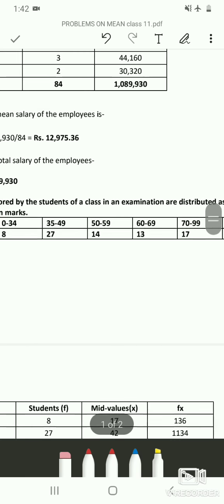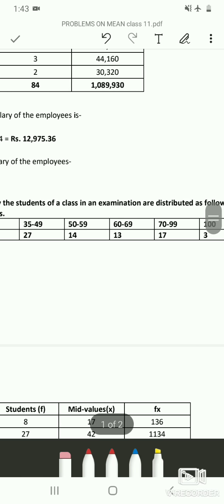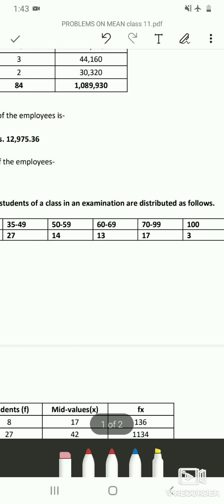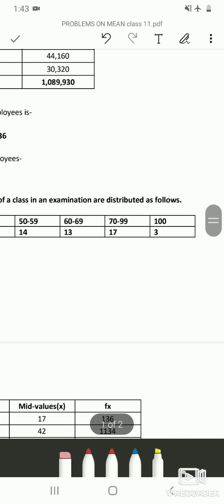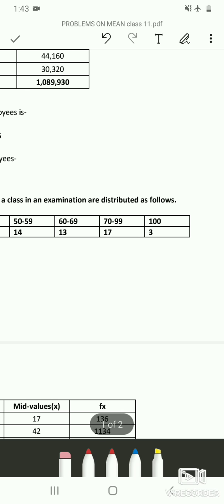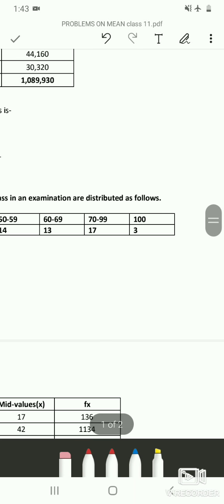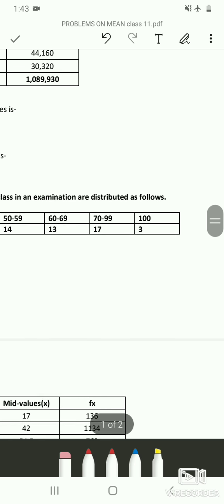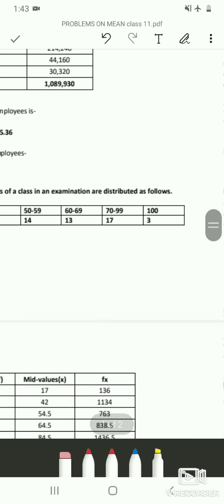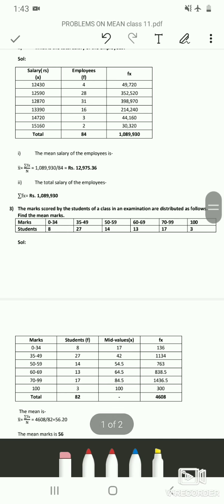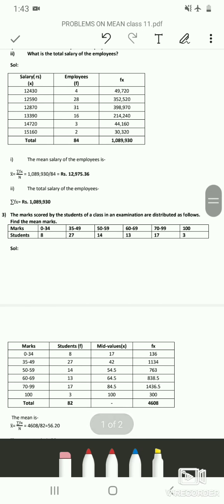The next class interval is 50 to 59, and number of students are 14. The next value is 60 to 69, and number of students are 13. So the next class interval is 70 to 99, and the number of students are 17, and there are 3 students who scored 100 out of 100. So this is the given data, and you have to find the mean marks of the students.